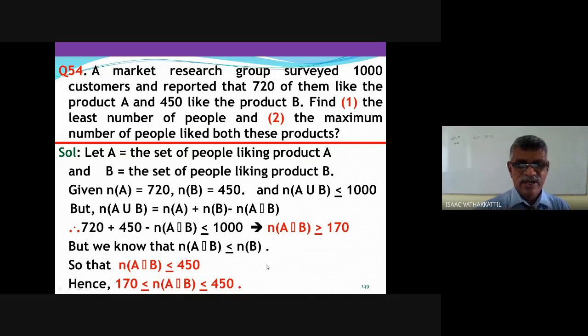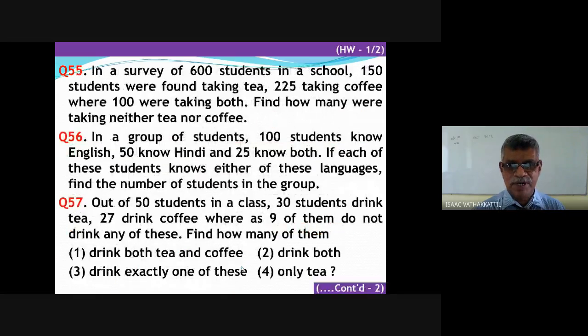Is it okay? What is the main formula? I have not taken up 3 sets today, that I will take tomorrow. So what I am concentrating on is only number of A union B is equal to number of A plus number of B minus number of A intersection B. And the formula problems depend on that.